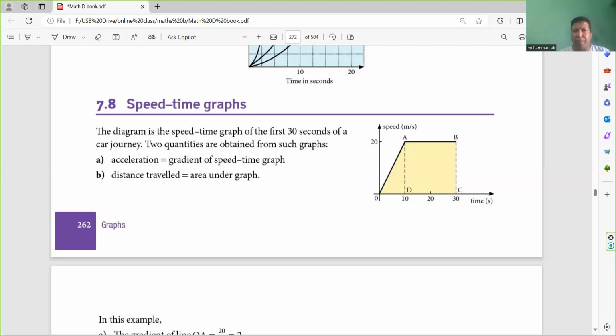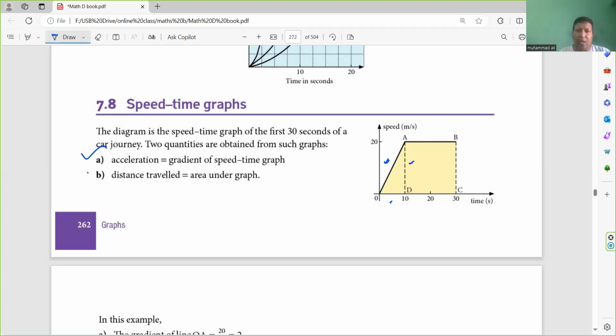Two quantities are obtained from such a graph. One is acceleration. How do we get this acceleration? Acceleration is the gradient of the speed-time graph. How do we get the gradient? Gradient means opposite by adjacent.